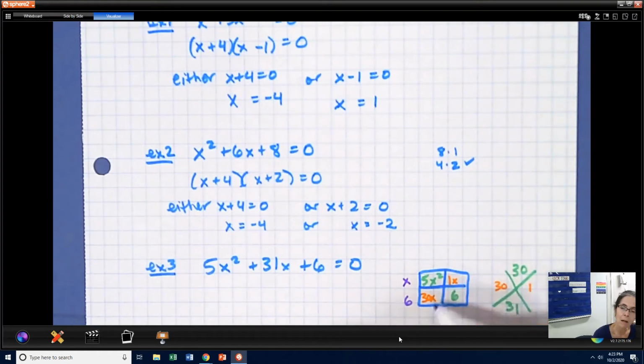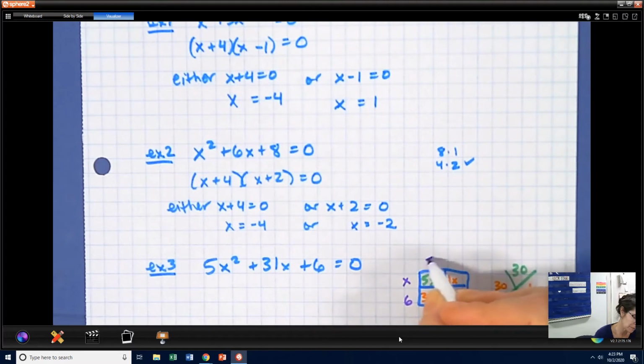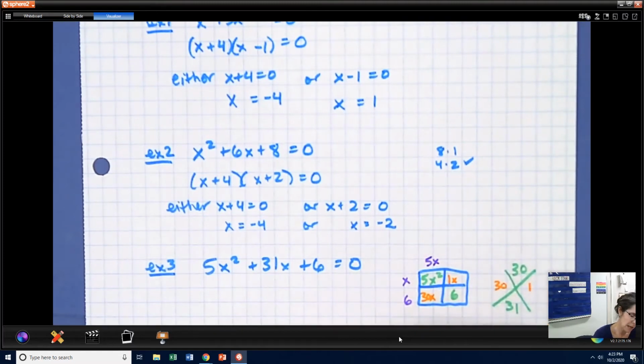And then for this column, I can pull out a 5x from both of those terms. And I could pull, well, there's nothing I can pull out of there, so we'll just say 1. And it's a positive 1, just like this was a positive 6. So my factored form becomes 5x plus 1 times x plus 6.